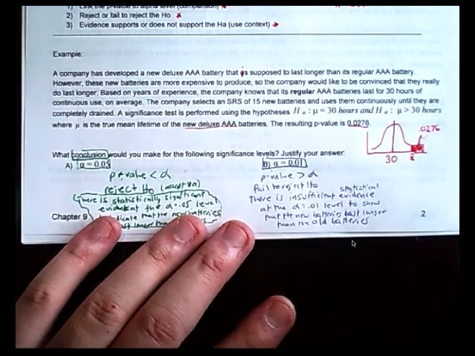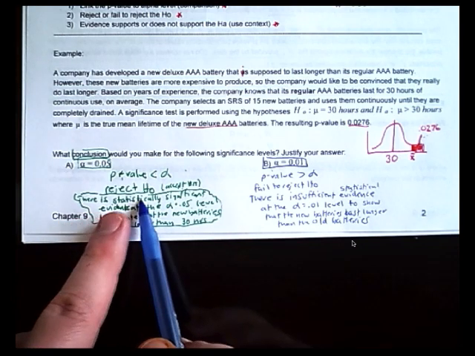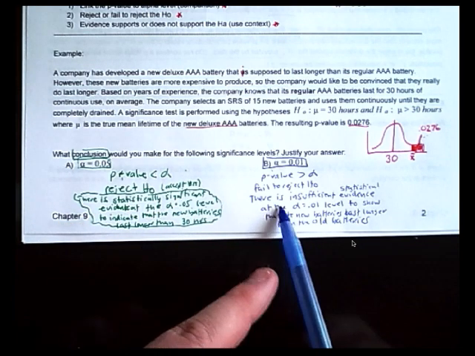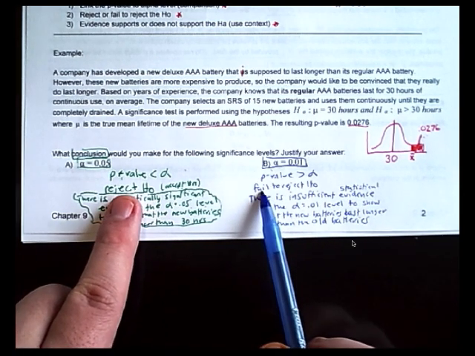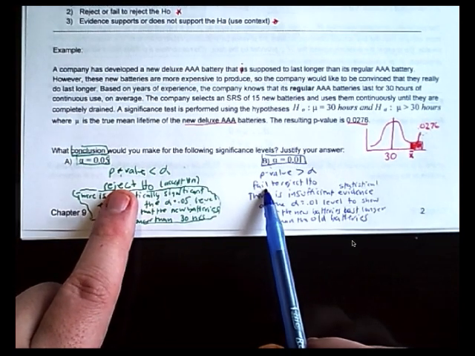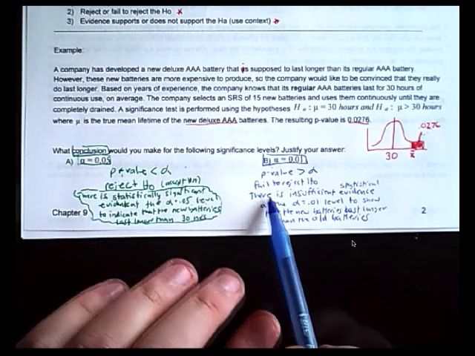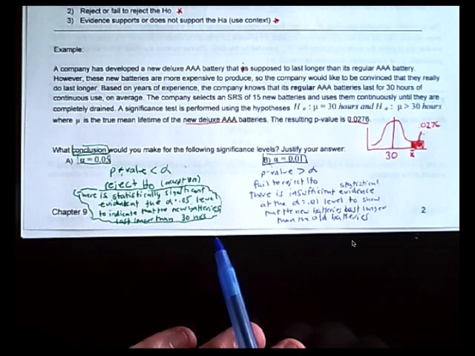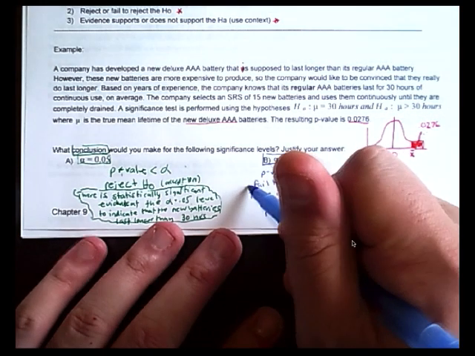Okay, so my conclusion is kind of twofold. We either say there's statistically significant evidence or there's insufficient statistical evidence. And that is based on our decision to reject or fail to reject. If it's reject, there is significant evidence. If it's fail to reject, then there is insufficient evidence. So that would be our conclusion.